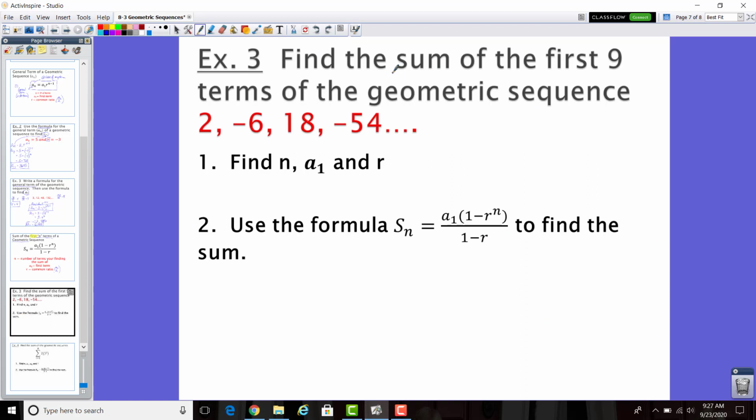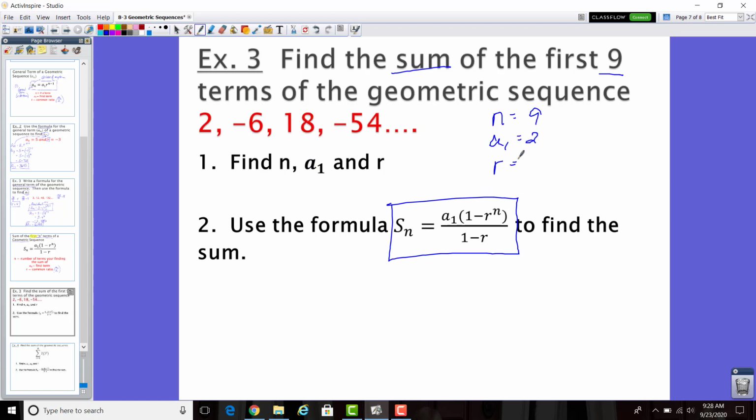So find the sum. Sum means S sub n of the first 9 terms of the geometric sequence 2, negative 6, 18, and negative 54. Well, here's my sum formula. This formula tells me I need to know n, a sub 1, and r. Well, n, I'm finding the sum of the first 9 terms. A sub 1 is given as 2.